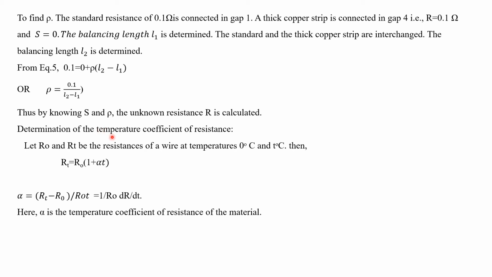Okay. The final parameter is the temperature coefficient of resistance. In theory, let R0 and RT be the resistance of the wire at 0 degree and at t degree Celsius. Then RT is equal to R0 into 1 plus alpha t. Therefore alpha is equal to RT minus R0 divided by R0 t, which is 1 by R0 into dr by dt. Alpha is the temperature coefficient of resistance of the material.